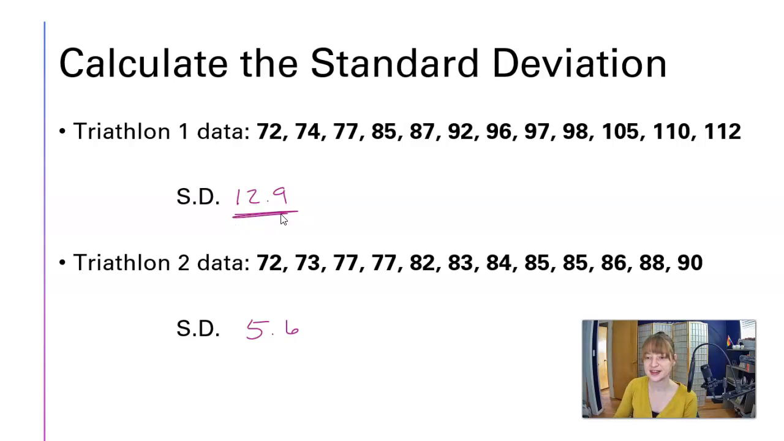So you can see this standard deviation is much larger than this one. This one has a smaller standard deviation. So what does that tell us about this data set? A larger standard deviation tells us that the values are more spread out. The values are less spread out down here. And we can confirm that 72 to 90 is not as spread out as 72 to 112, right?